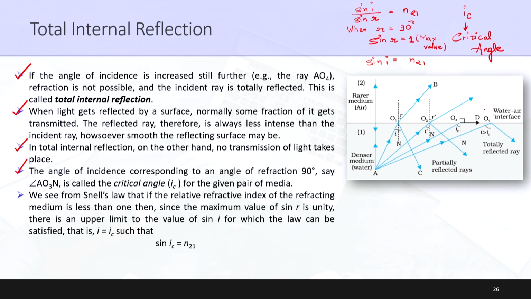When r is 90 degrees, it is this sequence only. Therefore, we can say that at this point i is equal to iC, and therefore we can write that sin iC is equal to n21. From this we can conclude that the critical angle can be directly found if we know the refractive index of medium 2 with respect to medium 1. This is the only explanation talked about in this last point.